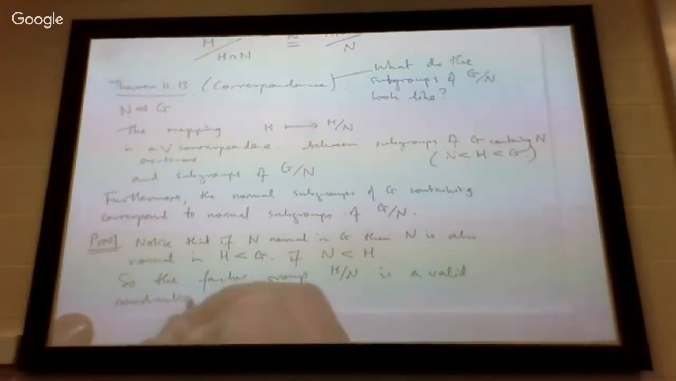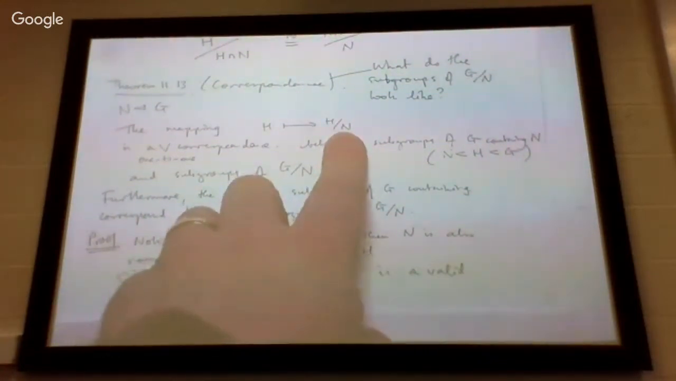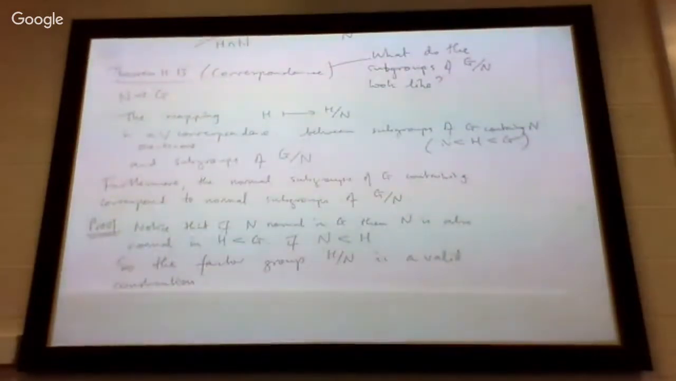Remember, just explaining our Venn diagram, you only get a group structure amongst the cosets when the subgroup is normal. So if N is normal in G, and we were looking at a subgroup H containing N, then N will also be normal in H. So it's legitimate to talk about this factor group. Is it a valid construction?